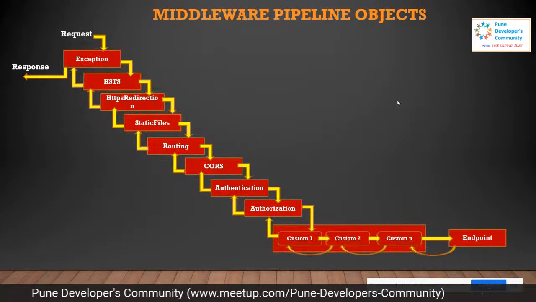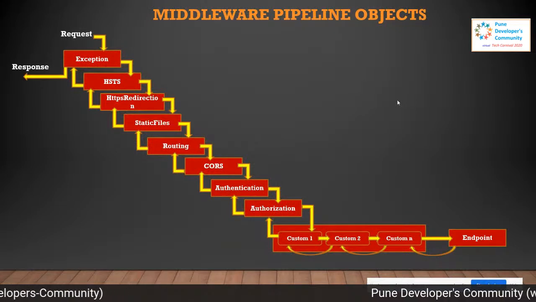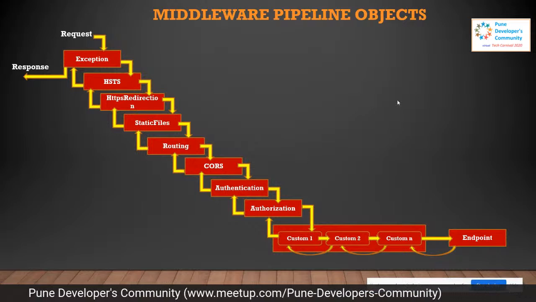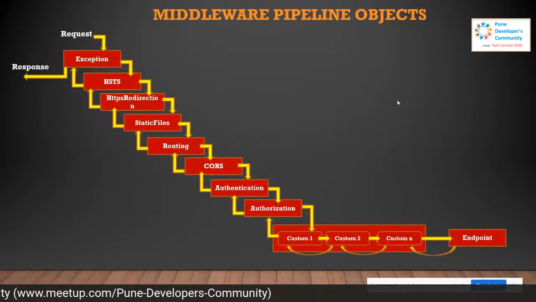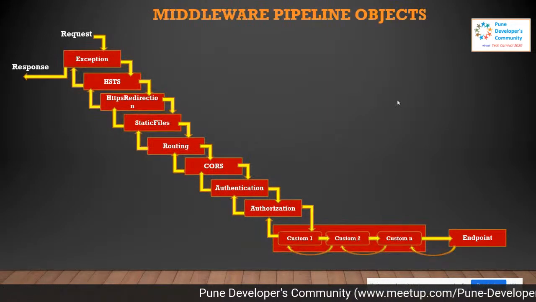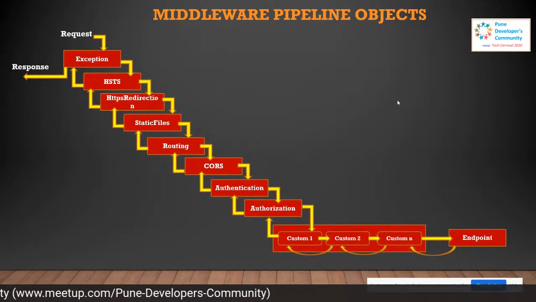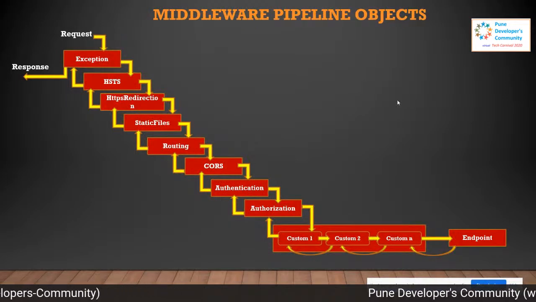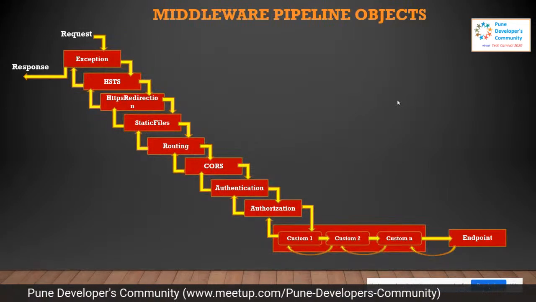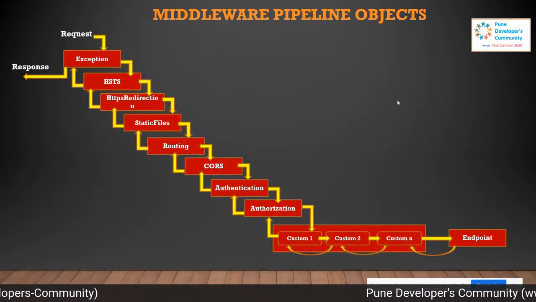So in a pipeline, it works like this. See the request arrows, how they are moving, and see the response arrows over there. Middleware object configuration goes in this order. Exceptions, then we have the HTTP Strict Transport Security, HSTS. Then we have the HTTPS redirection, so an HTTP request will be redirected to HTTPS.